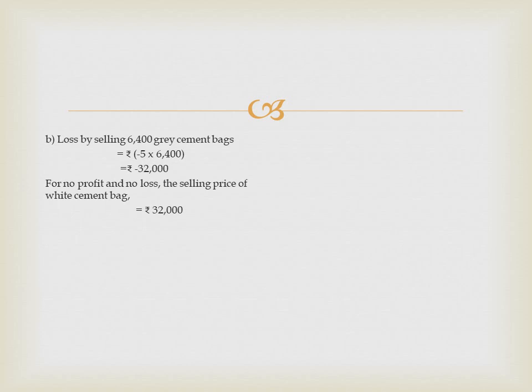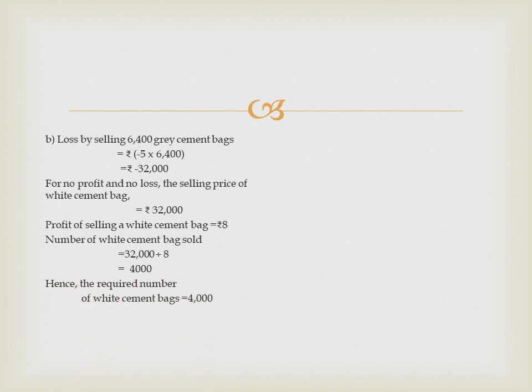There is no profit, no loss. Therefore, 0 is the total earning. For getting 0 as the total earning, we must add positive 32,000 because we need to get positive 32,000 rupees as profit. Therefore, the profit of selling a white cement bag is equal to rupees 8. Therefore, the number of white cement bags sold is equal to 32,000 divided by 8 is equal to 4,000. Therefore, the required number of white cement bags to be sold is equal to 4,000.